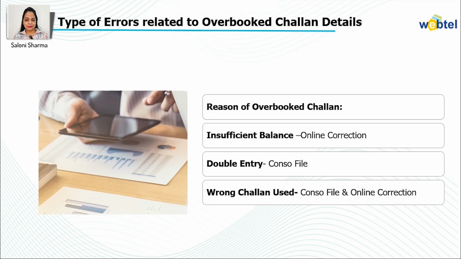So in case if there is insufficient balance, or if there is a short payment of the amount, then an online correction needs to be done on the Traces portal. Whereas in case if a double entry of a particular challan has been done, then the rectification related to the double entry of challan can be done in consolidate file. And in case if wrong challan has been used, then the wrong challan entry can be rectified in the consolidate file, as well as it can be rectified in the online correction process.